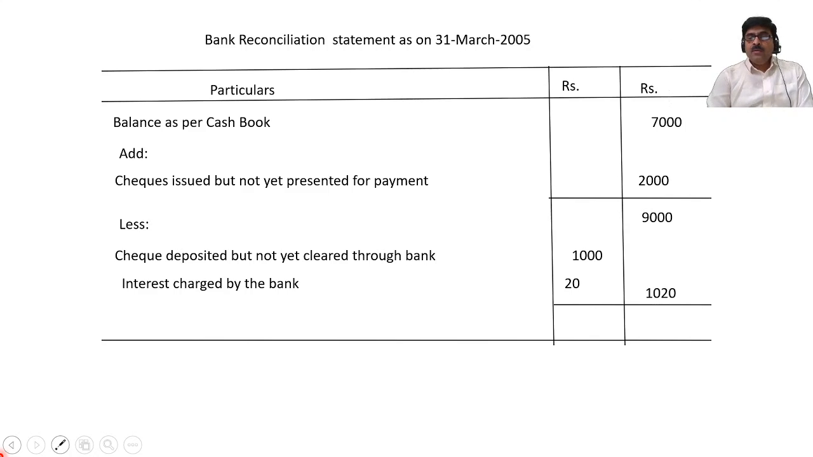If we add 2,000 rupees and deduct 1,020 rupees, then we will get the answer, that is 7,980 rupees. That is the balance as per the passbook. In this manner, we prepare a bank reconciliation statement.